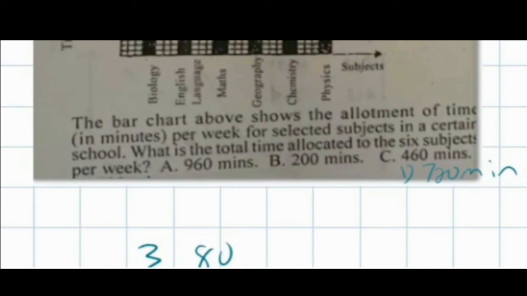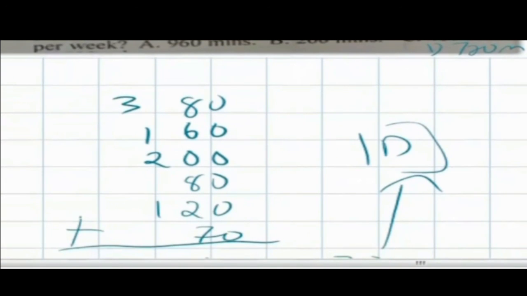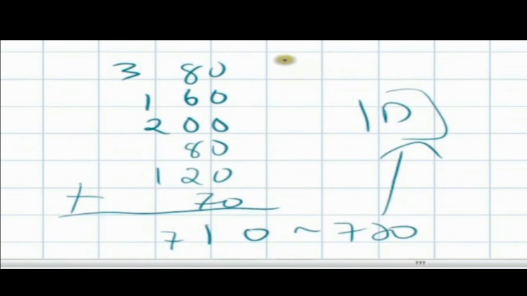Question 40 says the bar chart above shows the allotment of time in minutes per week for selected subjects in a certain school. What is the total time allocated to the 6 subjects per week? So remember, the final question says what is the total time for the 6 subjects? So all you have to do really is add it all up. So biology has 80, English language has 160, maths is 200, geography is 80, chemistry is 120, and physics is also 80. So I've listed the numbers here, and I've added them.